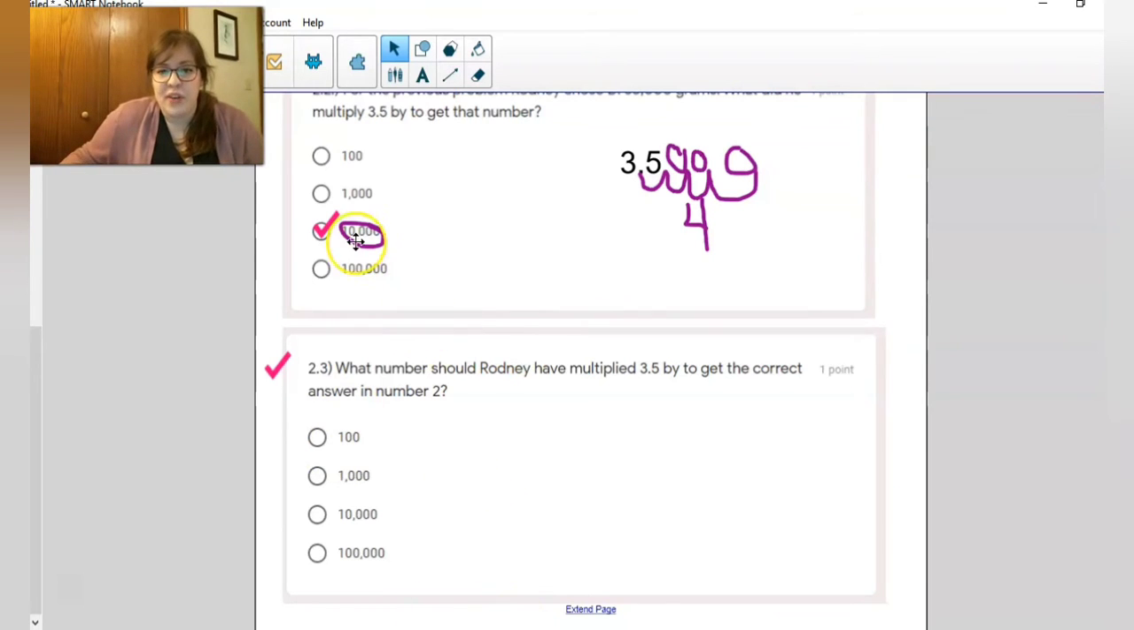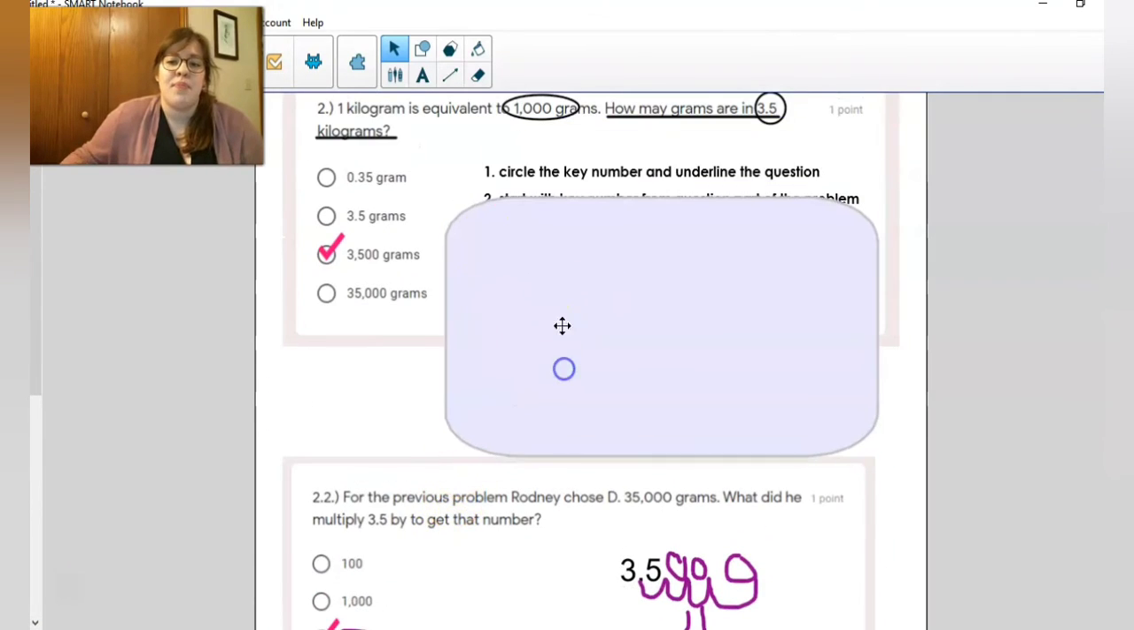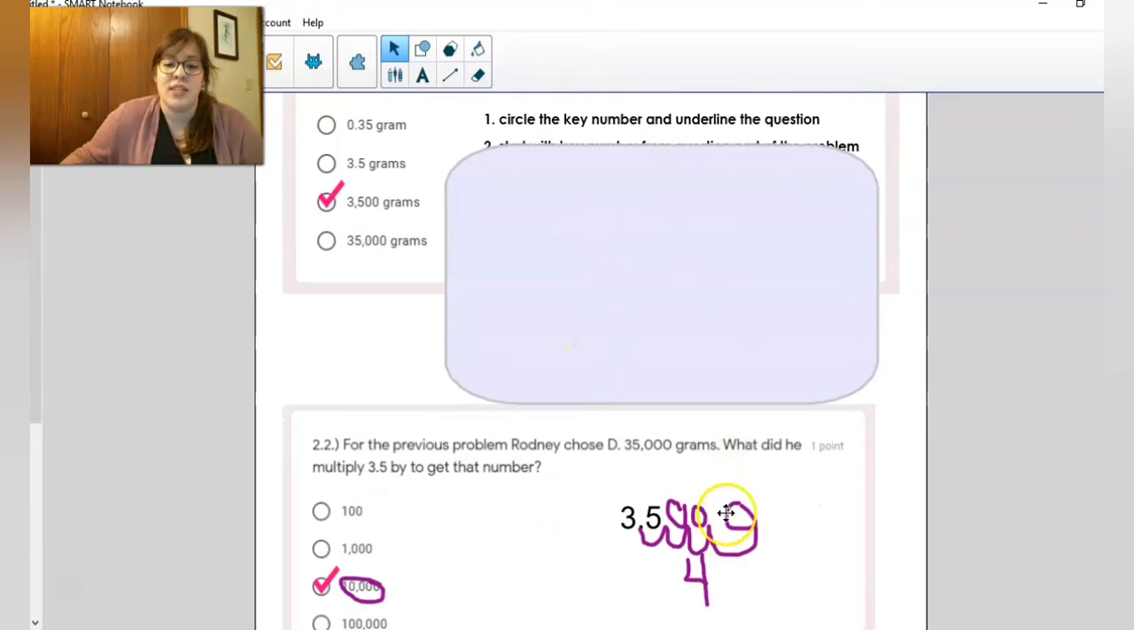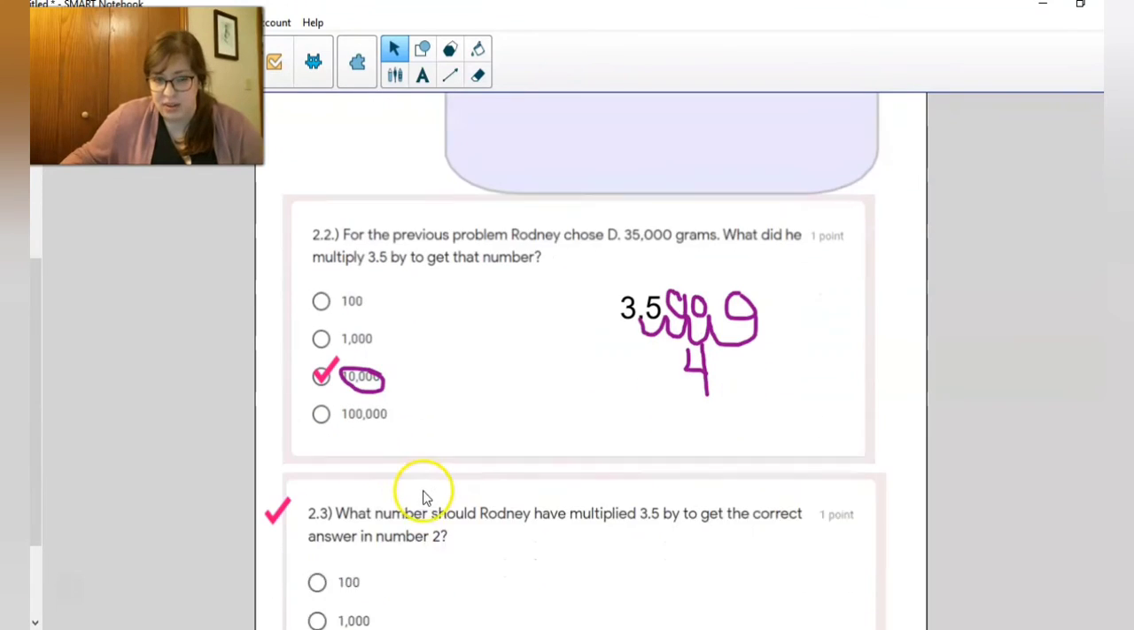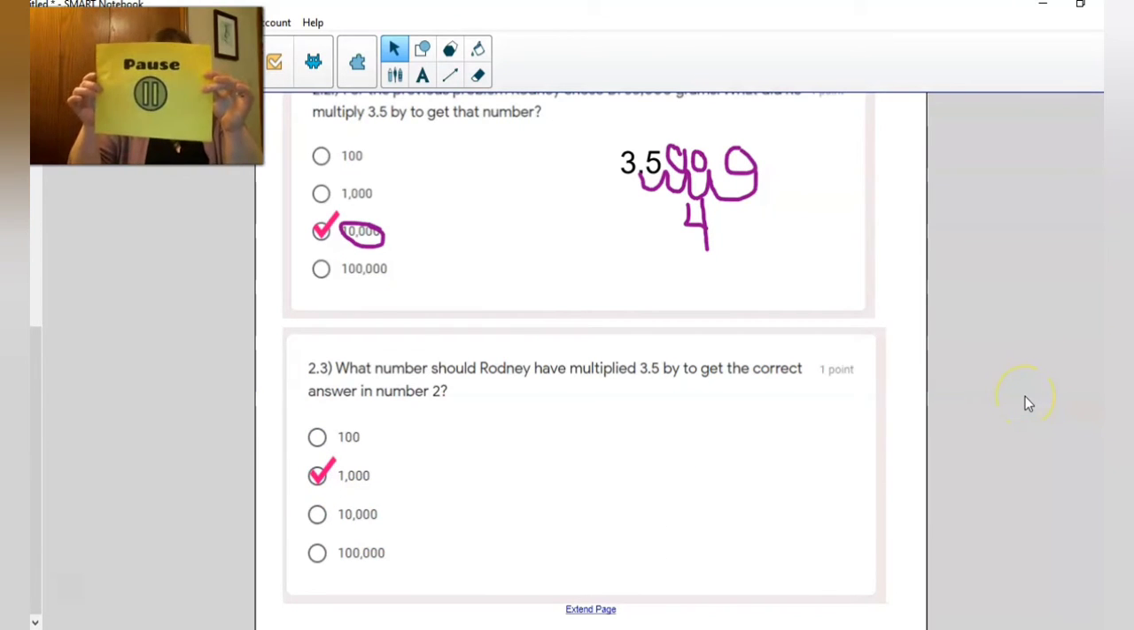So we just figured out that Rodney multiplied by 10,000, which is incorrect. What should he have multiplied 3.5 by to get the correct answer? If we look back up on top, we see that 1 kilogram is equal to 1,000 grams. So he should have multiplied by 1,000 and not 10,000. So your answer for this one is 1,000. You can pause the video now and record this answer.